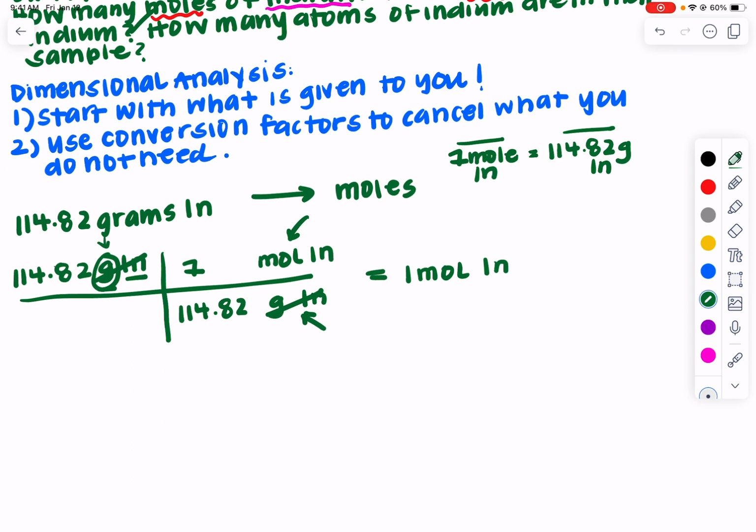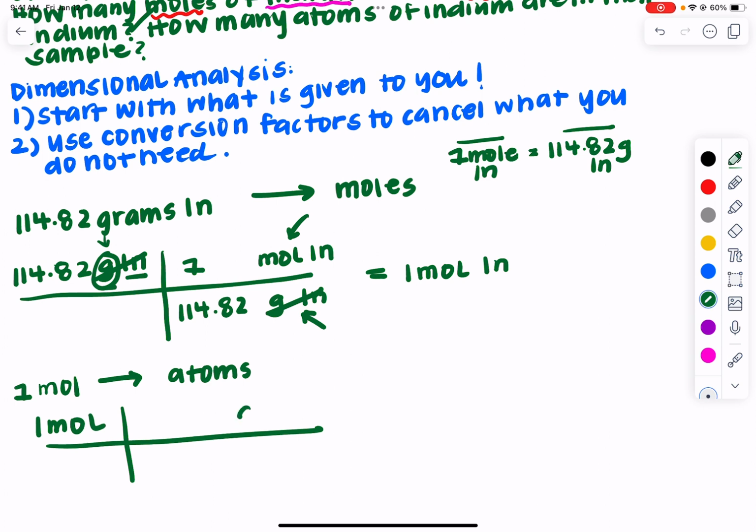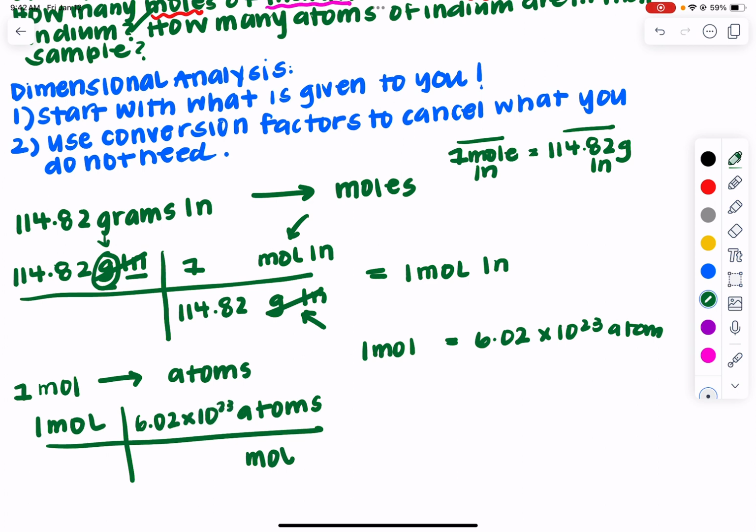Now it's asking how many atoms are in 1 mole of indium. Here, we have to use Avogadro's number so that we can end in atoms. And again, 1 mole of anything is equal to 6.02 times 10 to the 23rd atoms. So we have 6.02 times 10 to the 23rd up here, 1 mole, which means we have 6.02 times 10 to the 23rd atoms of indium in that specific sample.